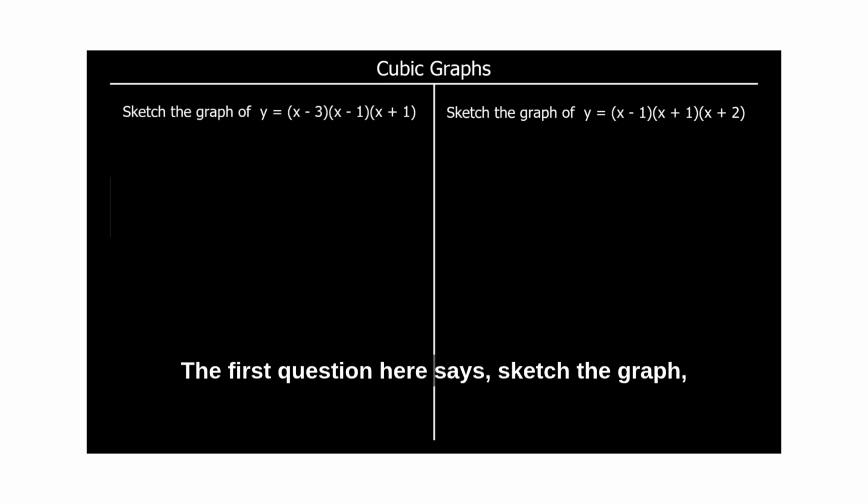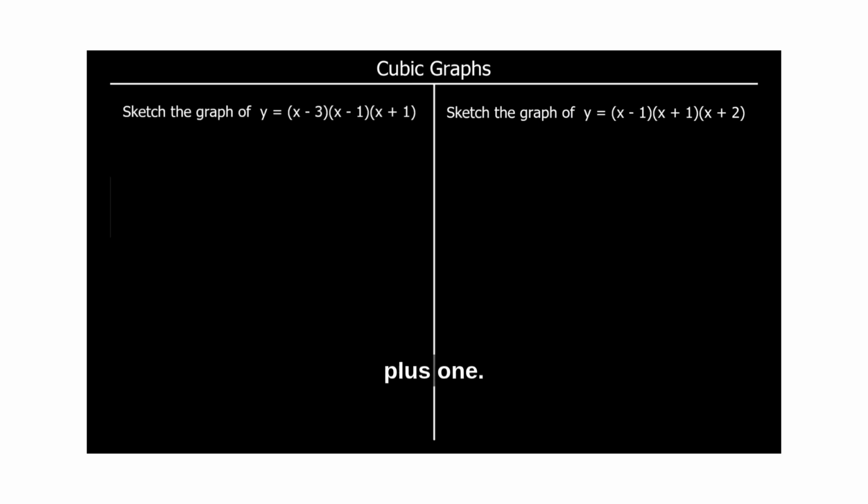The first question here says sketch the graph y equals x minus 3 times x minus 1 times x plus 1. So a graph crosses y when x equals 0, and it crosses x when y equals 0. So if we look at when y equals 0 first, that's where it crosses the x-axis. So it'll be 0 equals x minus 3 times x minus 1 times x plus 1.